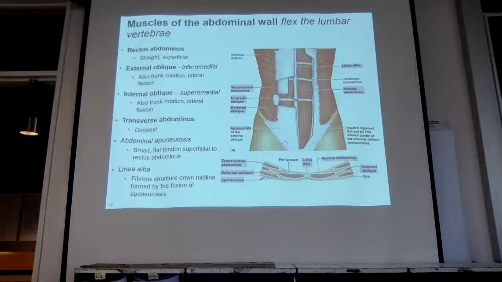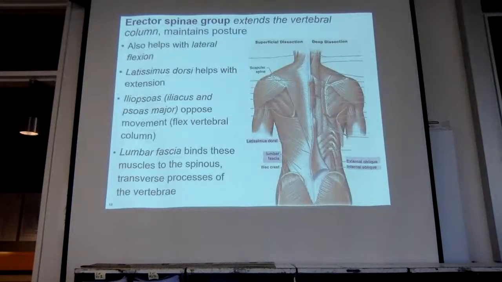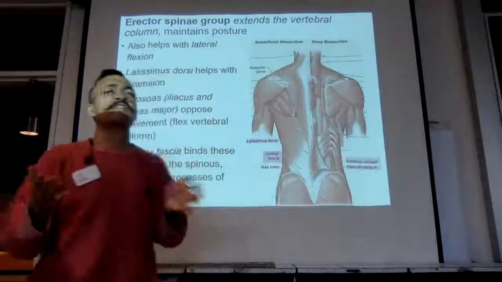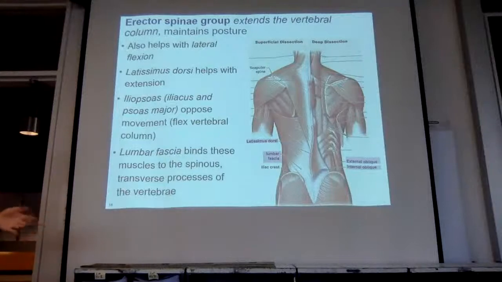Okay. If you have muscles that flex the lumbar vertebrae, you need muscles that extend them. You need antagonists, and that's found on the back. You'll notice that antagonists are usually found on the opposite side of something. So if we've got flexors on the anterior side, we've got extensors on the posterior side.